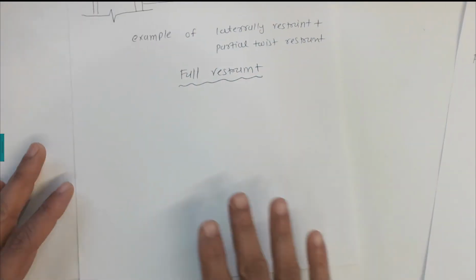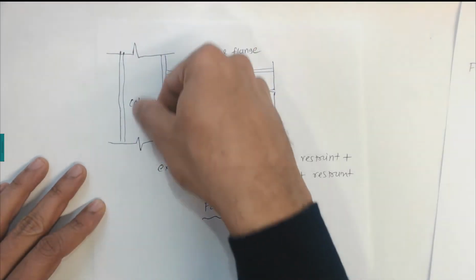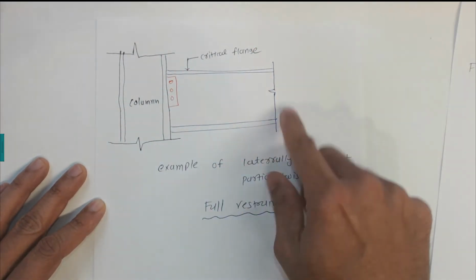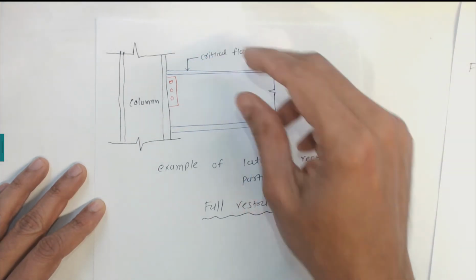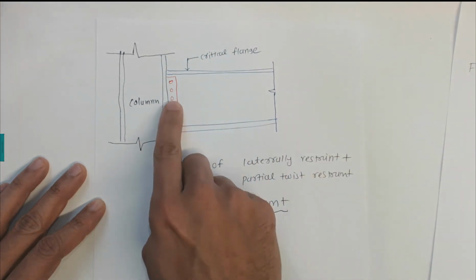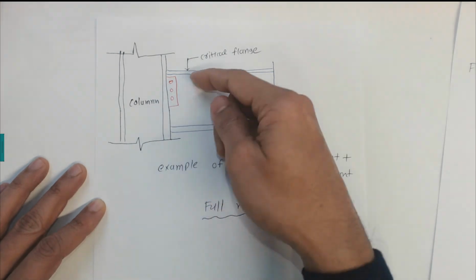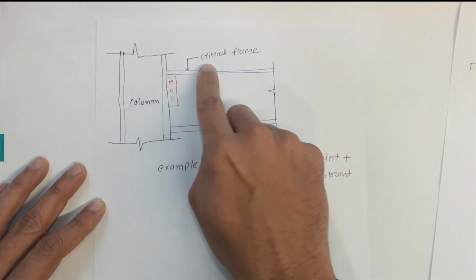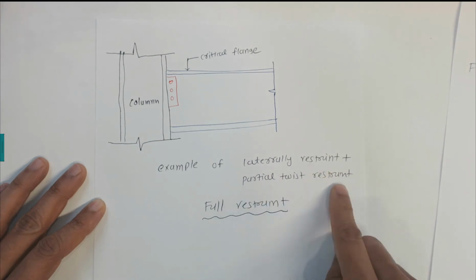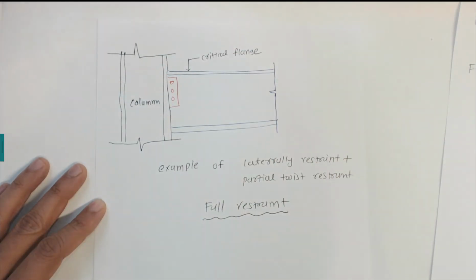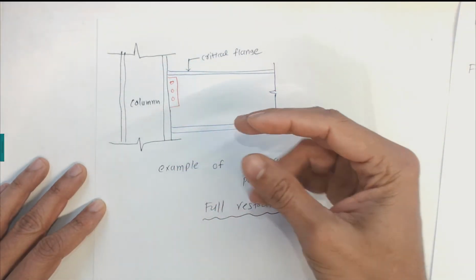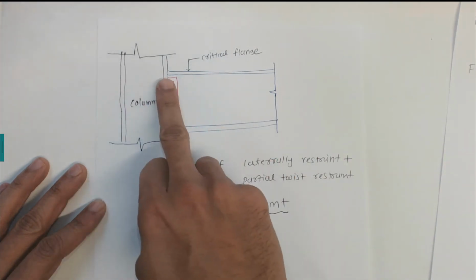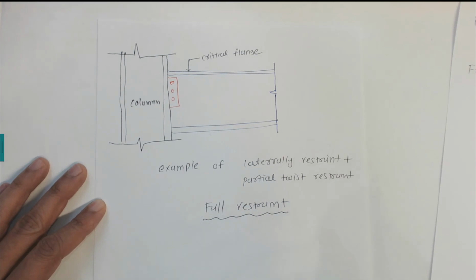If I describe it in a figure, for example we have columns and this is a web plate connector with the beams. In this scenario, these web plates prevent the movement of this critical flange, so it has lateral restraint and partial twisting restraint. This web plate is not strong enough to prevent the twisting completely, so there is partial twisting. So in this scenario, this end is considered a full restraint.